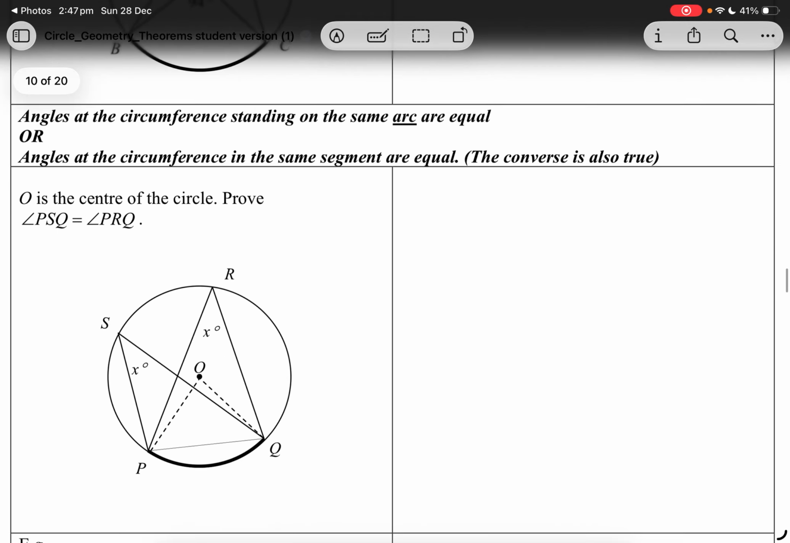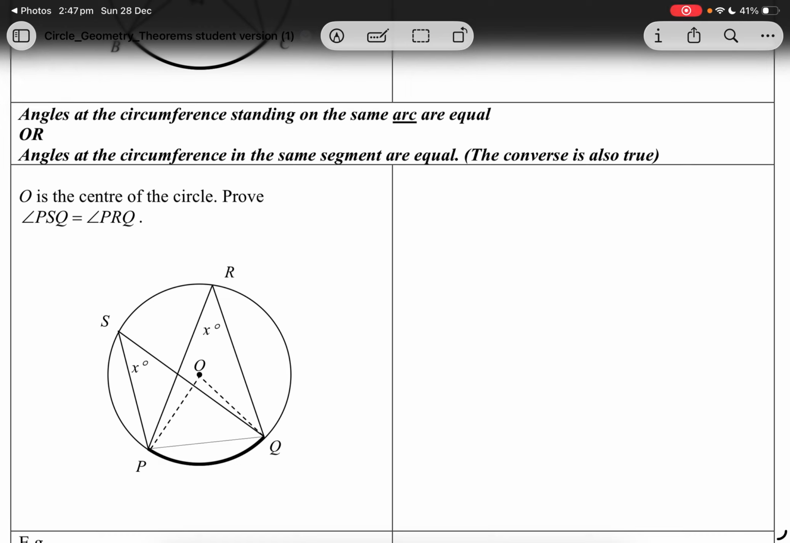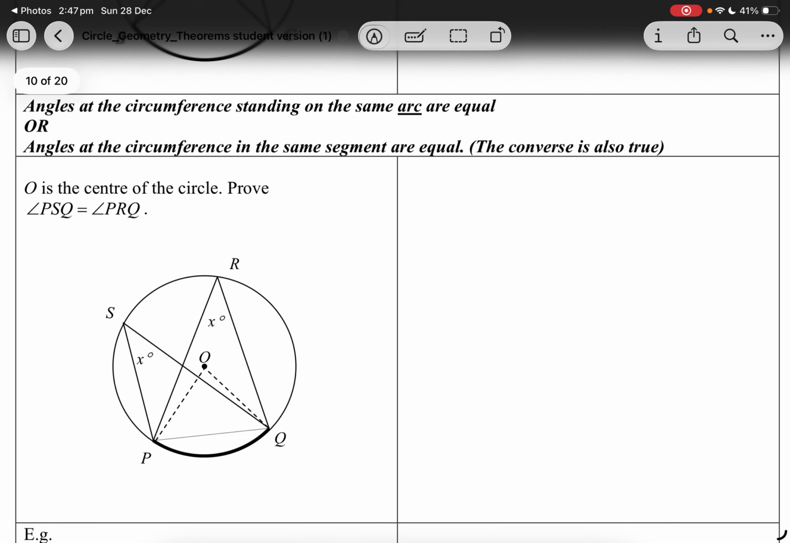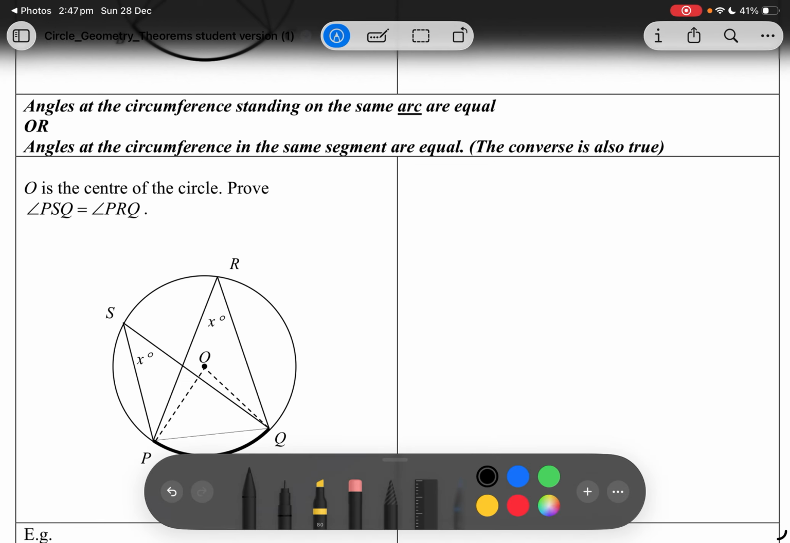Now, going in with a few more circle theorems, we're going to prove that angles at the circumference standing on the same arc are equal. So here we're told that O is the center of the circle, and we want to prove that angle PSQ is equal to angle PRQ. To do this, we are going to go back to that circle theorem that we've proven in the previous video. Just by drawing these extra dotted lines in, we now have an angle at the center, this angle POQ.